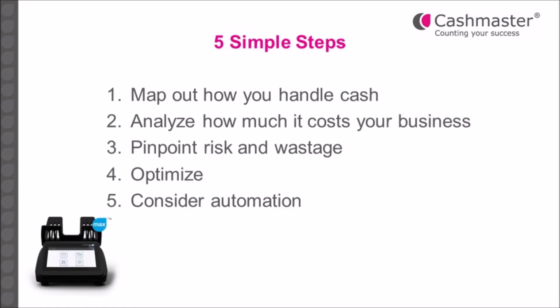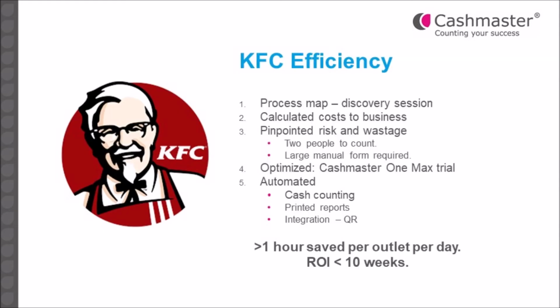So there you have it, your 5 steps to an efficient cash management process in any industry. To kind of recap, your 5 steps are map out how you handle cash, analyze how much it costs your business, pinpoint risk and wastage, optimize, and consider automation. So I'm going to go over kind of a case study. We worked with KFC, as you can see, through all of those 5 steps to figure out what would be best.